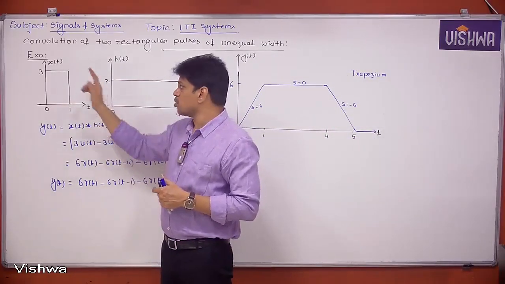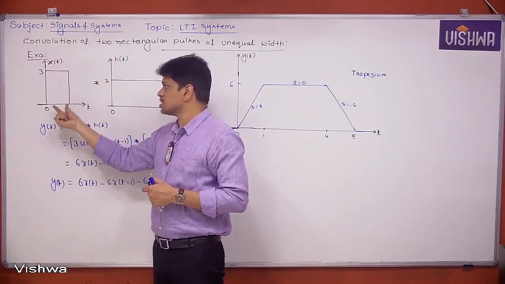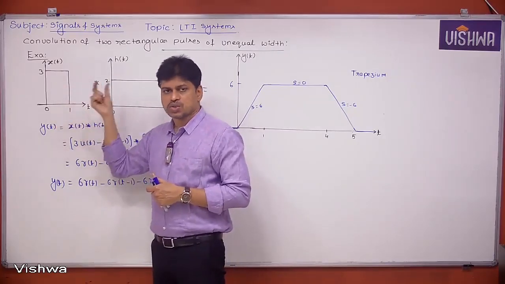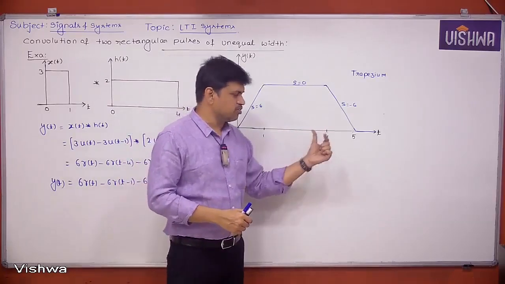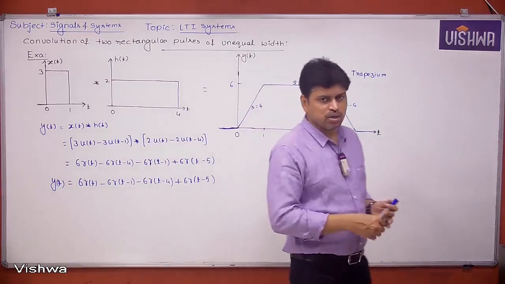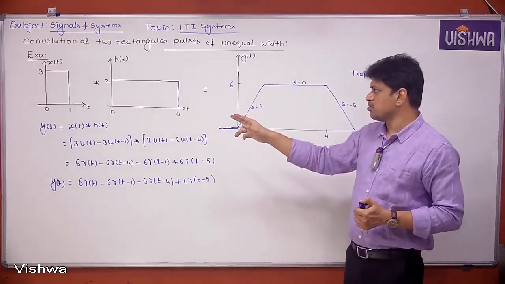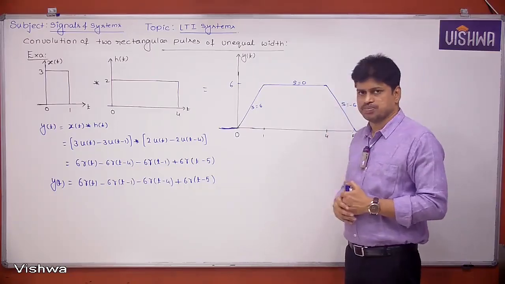That means out of x of t and h of t, whichever is having the smaller width, here it is nothing but x of t having 1 unit. So that 1 unit itself is nothing but the width of rising edge and width of falling edge. I hope you understood. So I am telling you again these points. Whenever two rectangular pulses of unequal width get convolved, the result is always a trapezium.